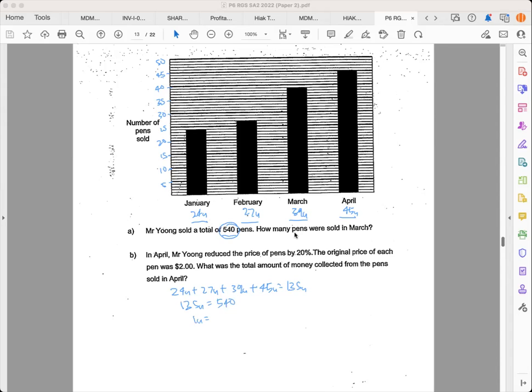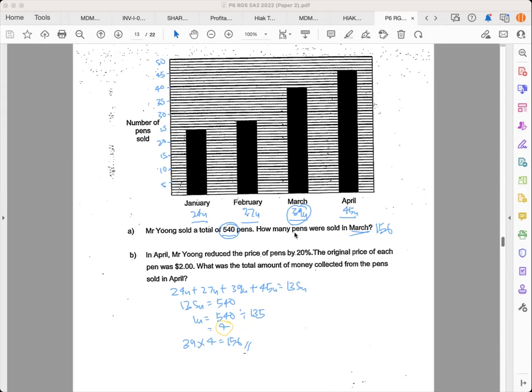1 unit is 540 divided by 135. So the value of 1 unit is 4. Very important. Just remember it's 4, the value of 1 unit. Now the question is, how many pens were sold in March? March is 39 units. So it's 39 times 4, which is 156. So that's the answer for part A.